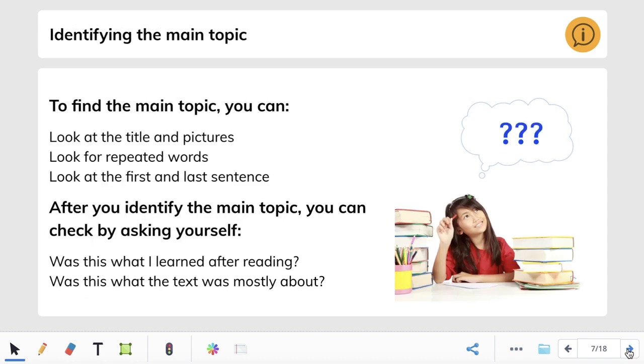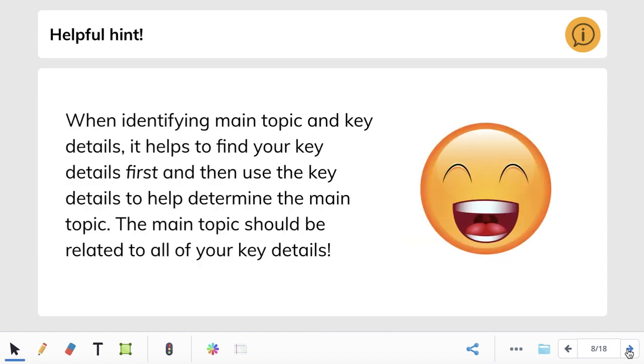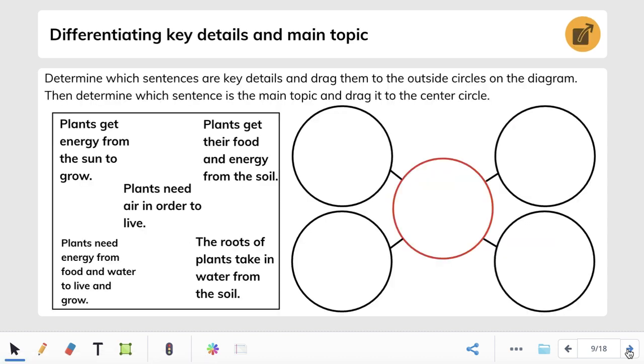So to find the main topic, you look at the titles and pictures, you look for repeated words, you look at the first and the last sentences, and after you identify the main topic, you can check by asking yourself, was this what I learned after reading? Was this what the text was mostly about? So when identifying main topic and key details, it helps to find your key details first and then use the key details to help determine the main topic. So the main topic should be related to all of your key details.